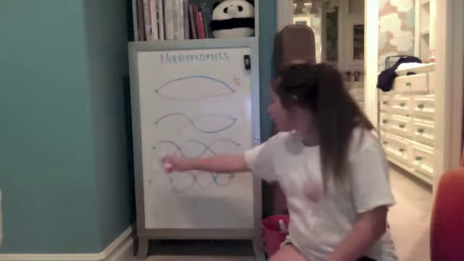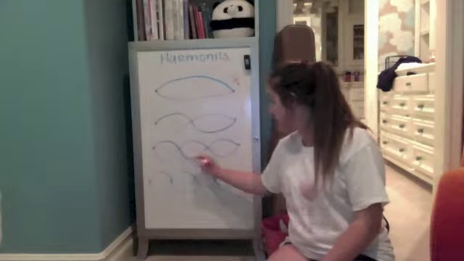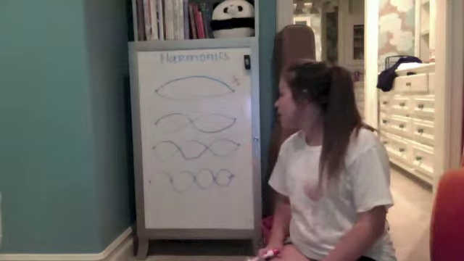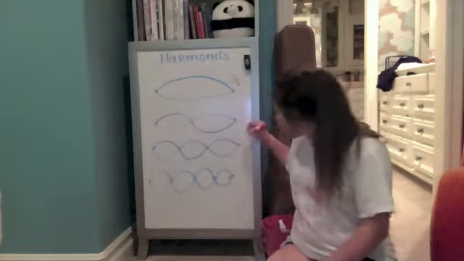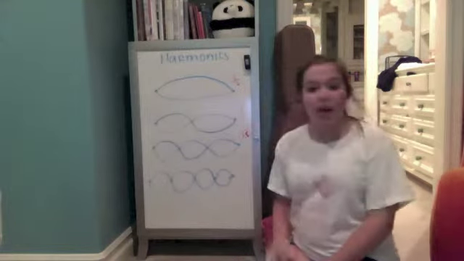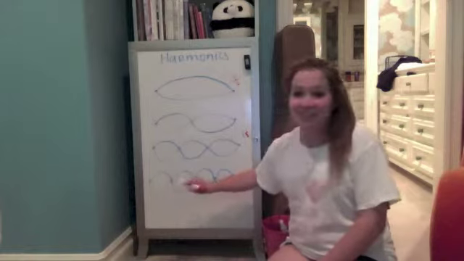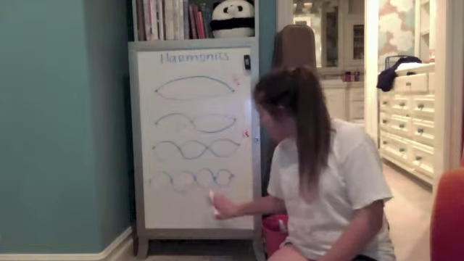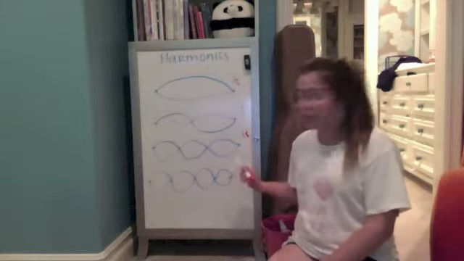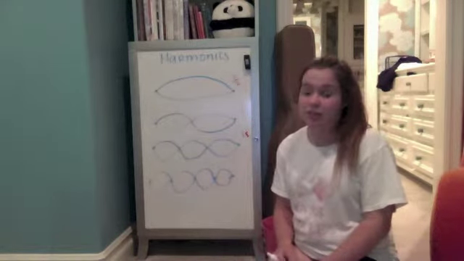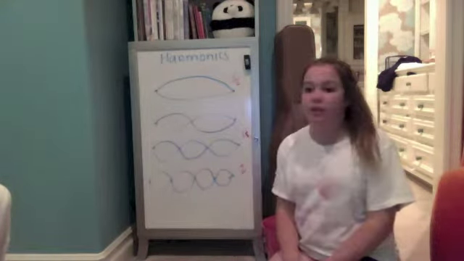So then the third harmonic has 4 nodes and 3 antinodes, and it is 3 times the frequency of the fundamental frequency. And this is 1.5 wavelengths. And then the fourth harmonic has 5 nodes and 4 antinodes, and it is 4 times the frequency of the fundamental frequency. And this is 2 wavelengths.